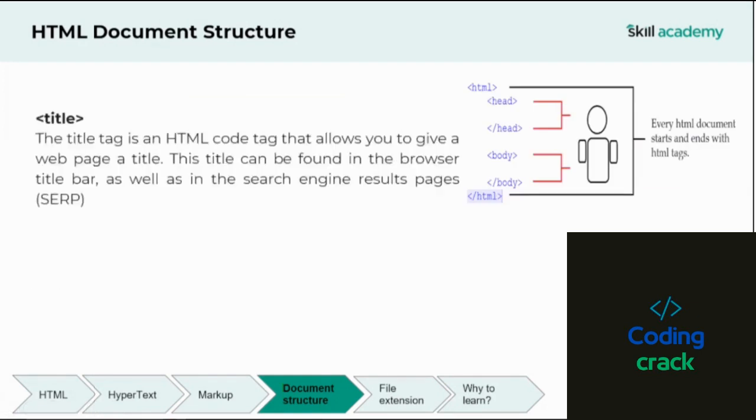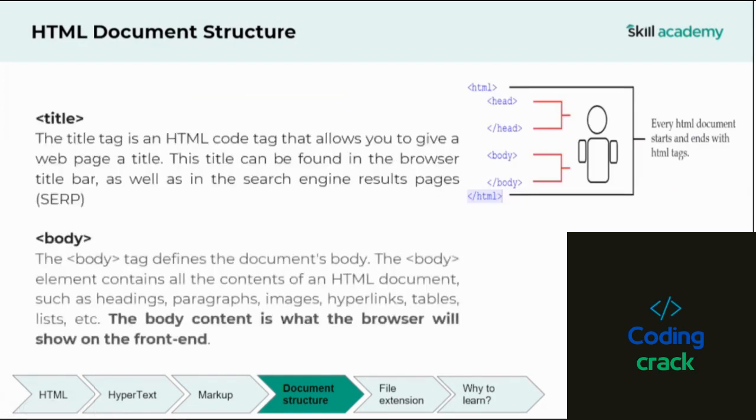Now after the title tag, we have the body tag. The body tag is one of the most important HTML tags or elements. The body tag defines the document's body. The body element contains all the content of an HTML document, such as headings, paragraphs, images, hyperlinks, tables, lists, etc. In simple terms, the body content is what the browser will show on the front end.